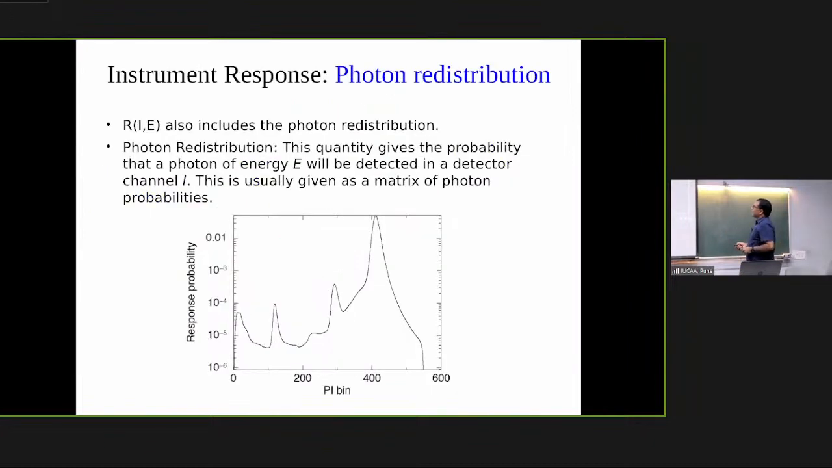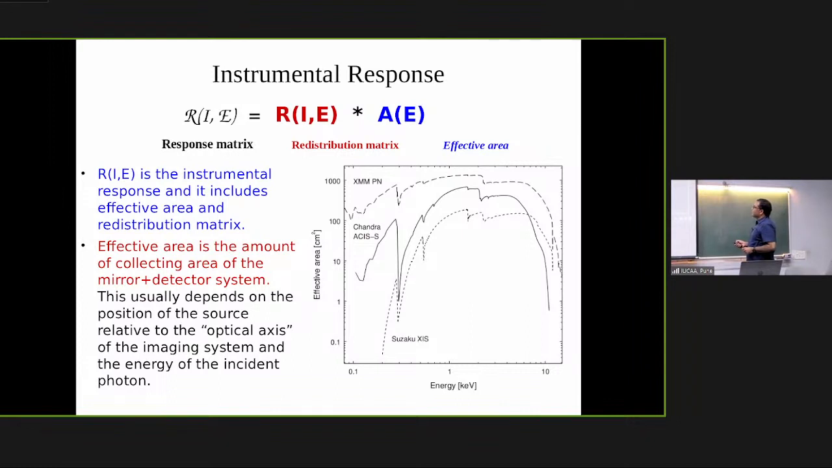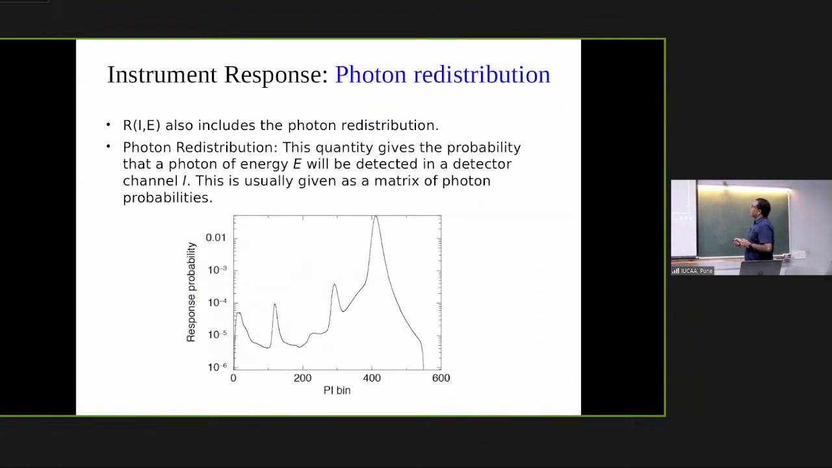Okay, so that's about the effectivity. The other thing is the RIE. This is the redistribution matrix, which is a function of the energy channel I and the energy of the photons itself. So this is called the instrument response. This RIE is called the redistribution matrix, and this is a function of the energy channels as well as the energy.